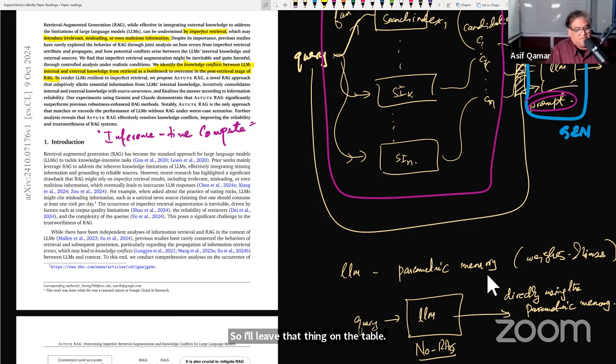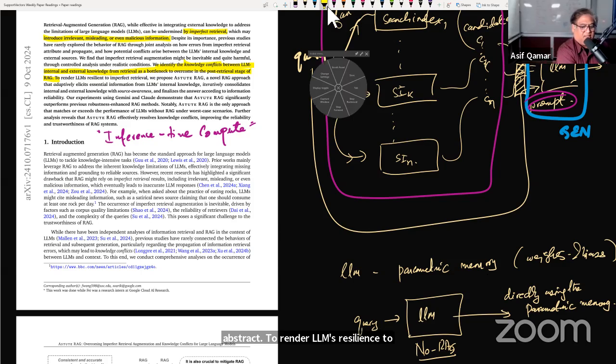Now, continuing the rest of the abstract, to render LLMs resilient to imperfect retrieval. So this is the important thing. We propose Astute RAG, a novel approach that adaptively works with source awareness. So one of the things they do is they also look at the reliability of the source. Where are you getting this information from? Right, the provenance and so forth.